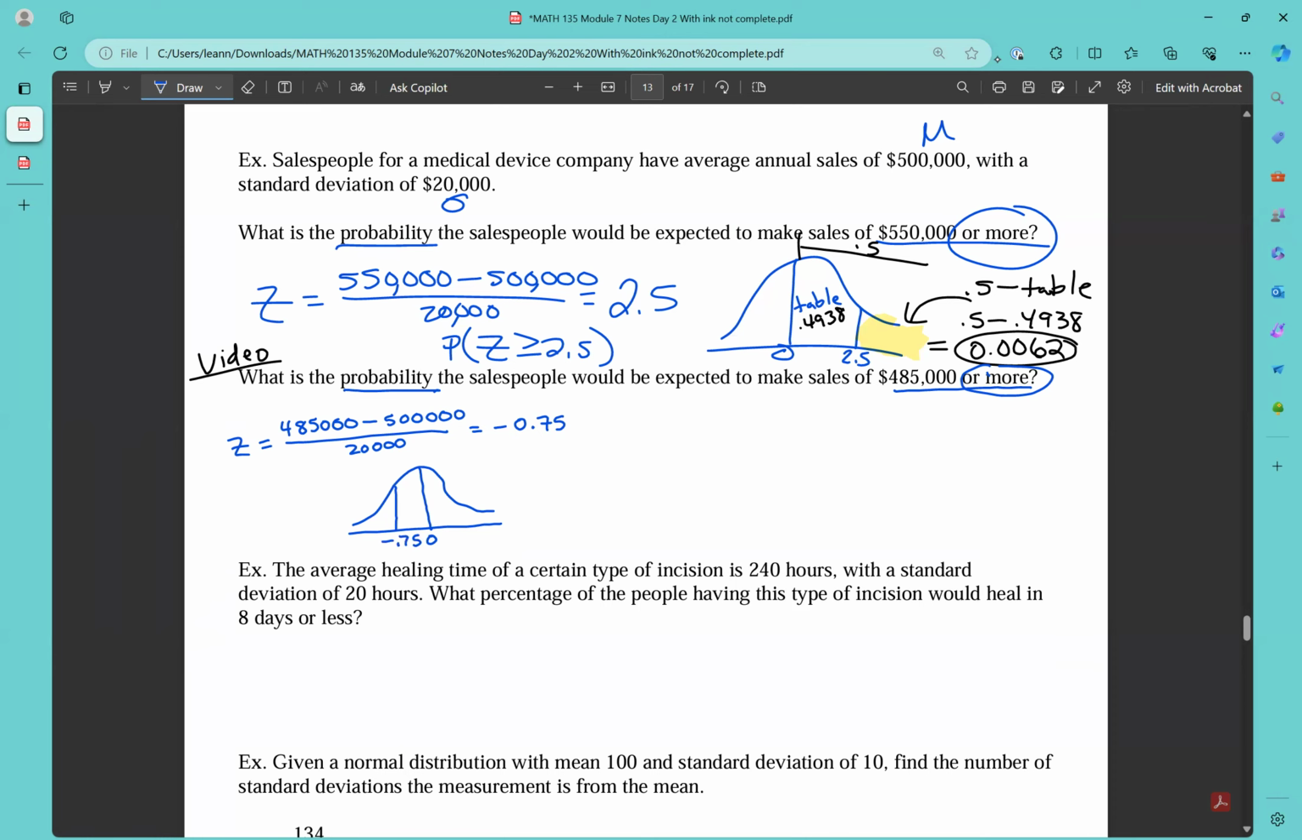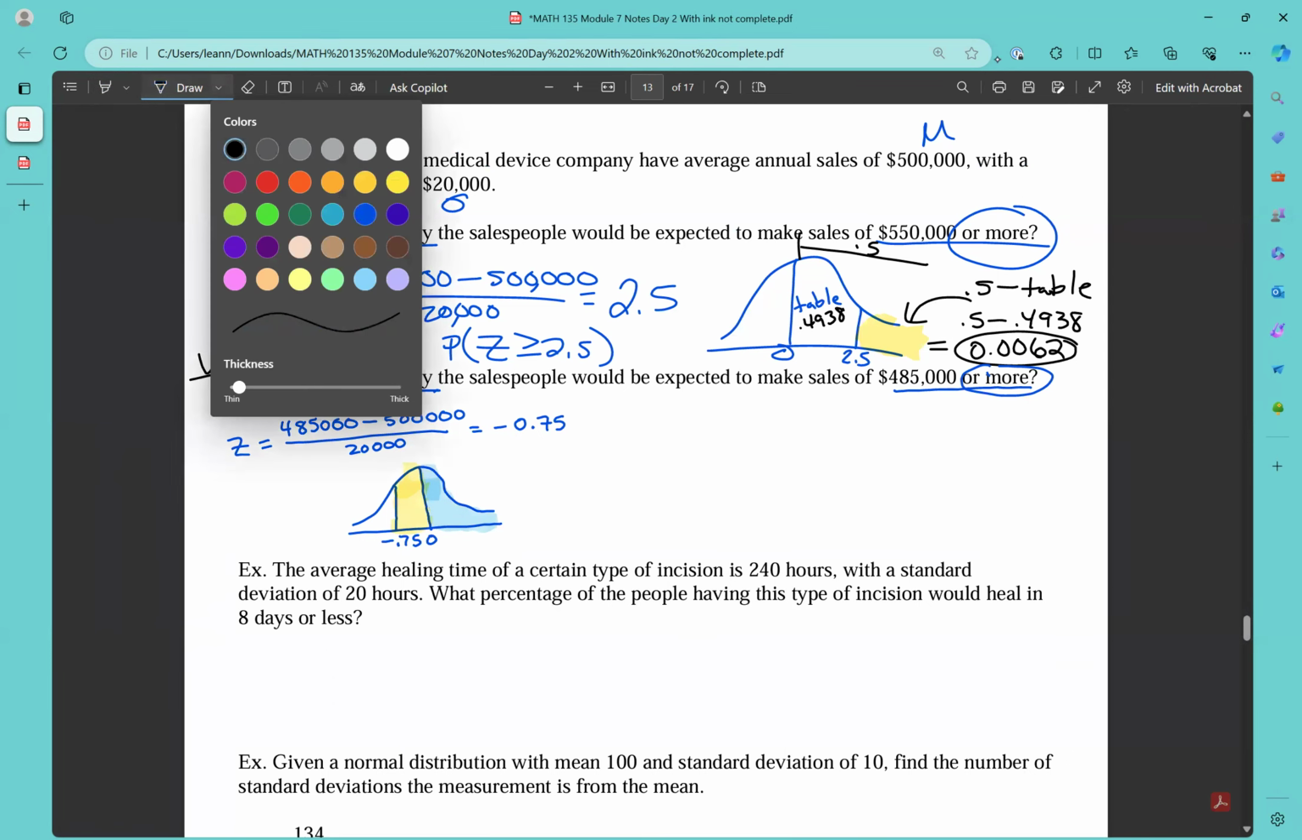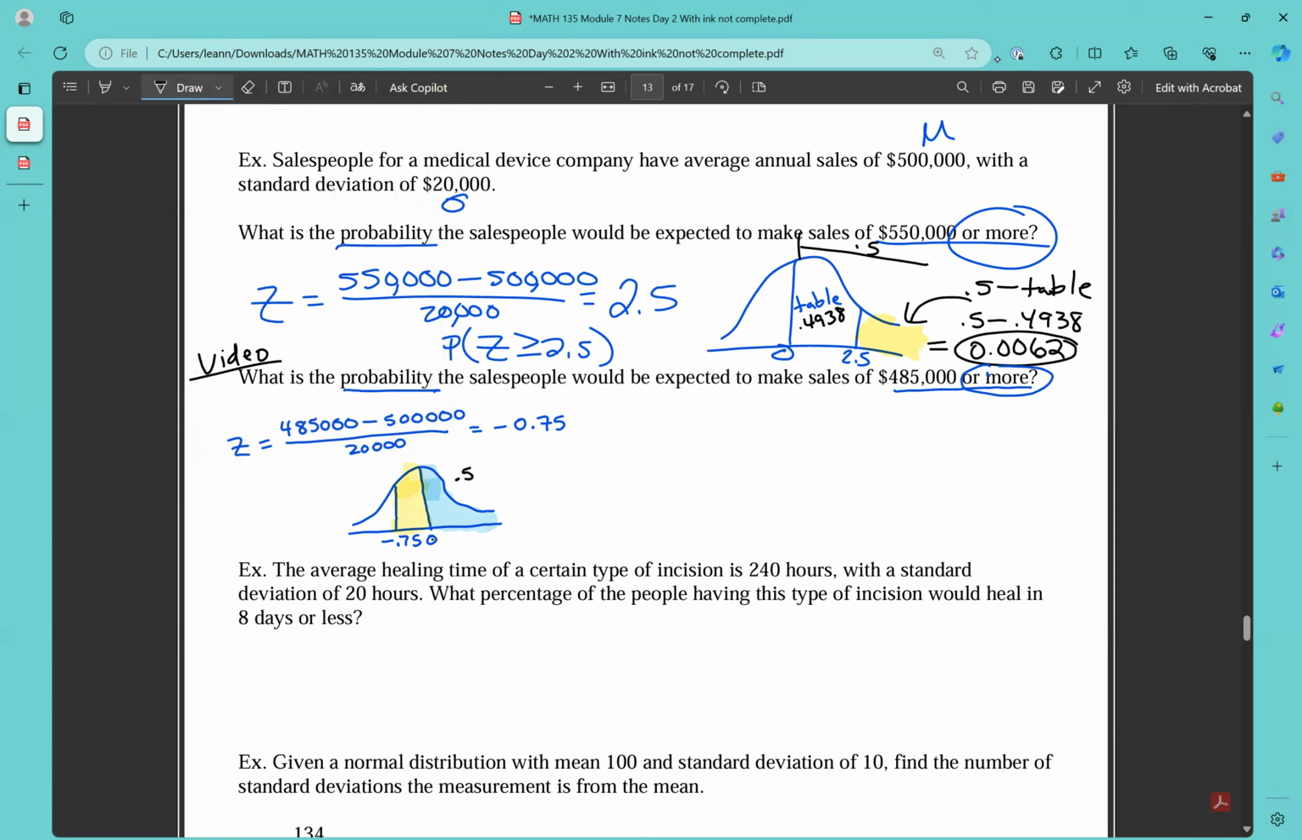Now, we want the area to the right of that, or more. So this is actually two separate areas. We have the area between 0 and negative 0.75, and then we have the area above that 0 mark. That's its own area because remember, our table only tells us 0 to a z-score. But the nice thing about the normal distribution is we already know that blue area. When you have the mean in the middle, which is 0, the area to the left or right, if you shade the whole thing, is 0.5. So we just need to look on the table to find this yellow area.